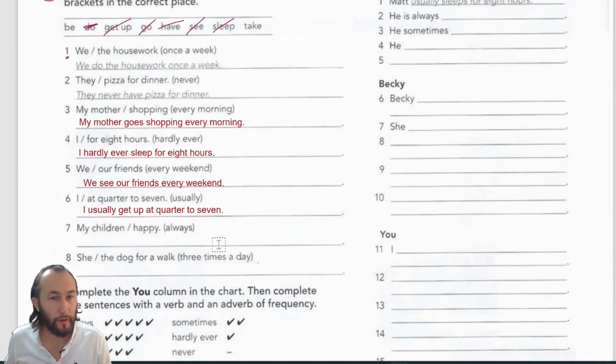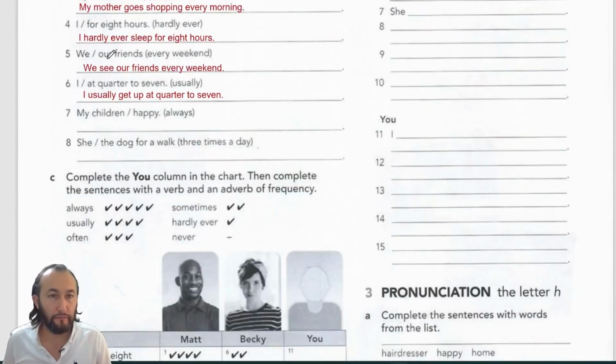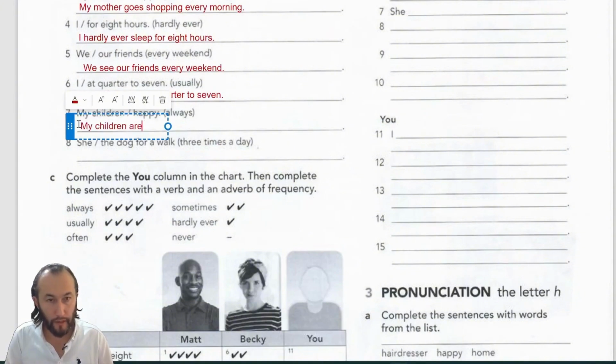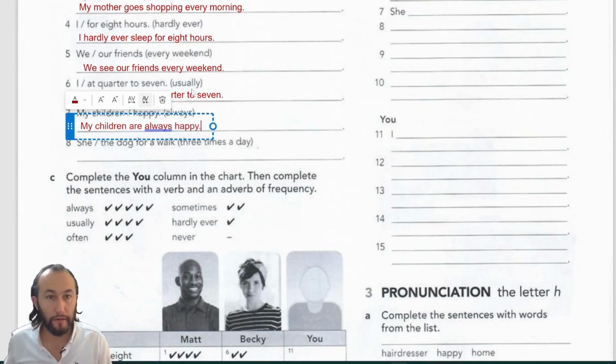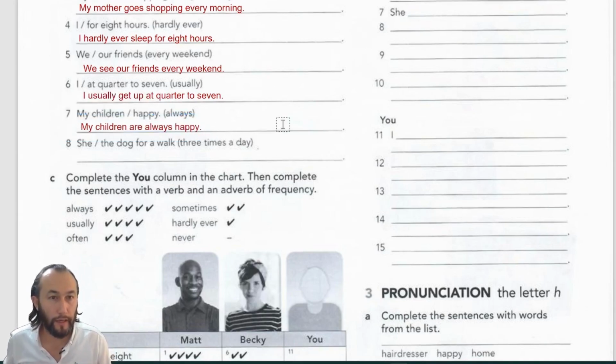My children happy always. We've got be and take. Happy we're going to use with be, right? So my children are always happy. You see, always, an adverb of frequency, we are using after the verb be here. My children are always happy. That's good.